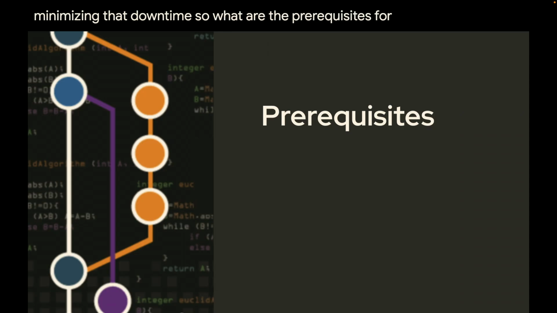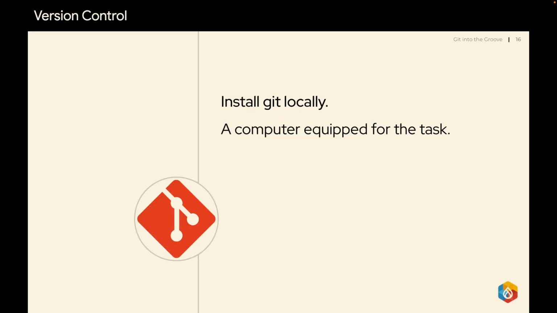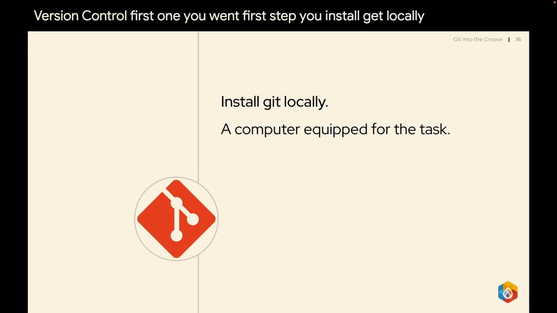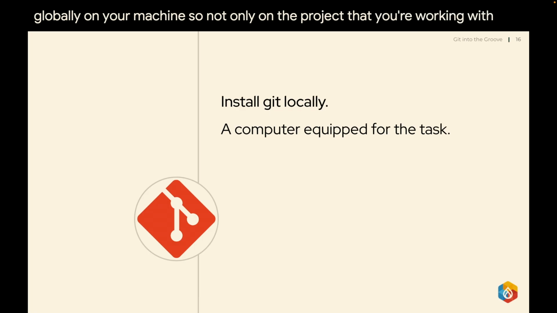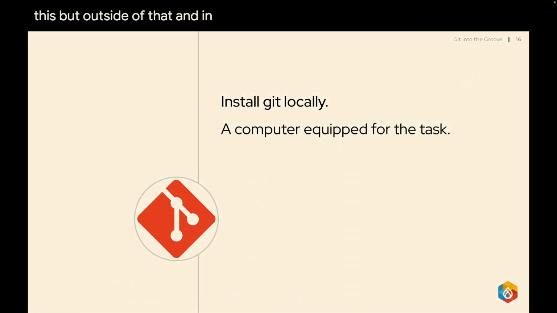So what are the prerequisites for implementing version control? First step, you install Git locally. That means setting it up on your computer. You want to make sure that's installed locally and globally on your machine. So not only on the project that you're working with, but outside of that and in the bigger bubble.